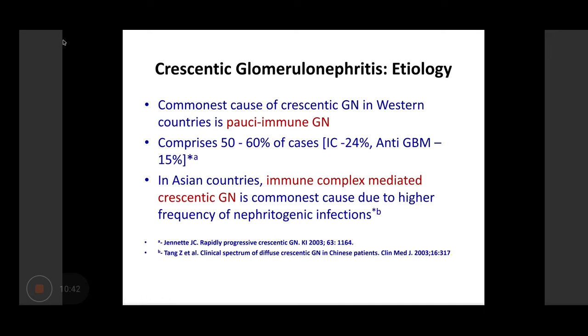Now, in the Western countries, the commonest form of crescentic glomerulonephritis is quasi-immune glomerulonephritis, right? But in our country or other Asian countries, the commonest cause is immune complex mediated glomerulonephritis, and therefore we will be discussing this in more detail.